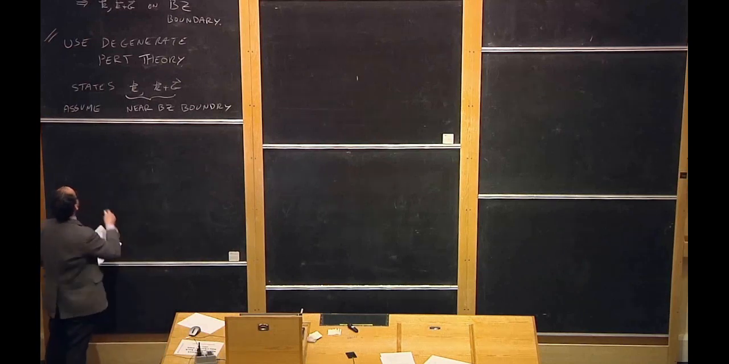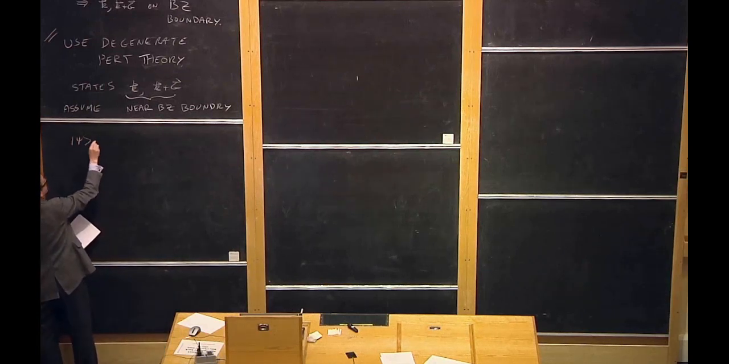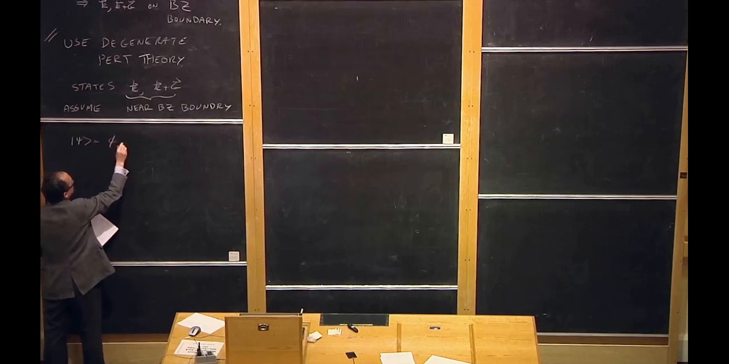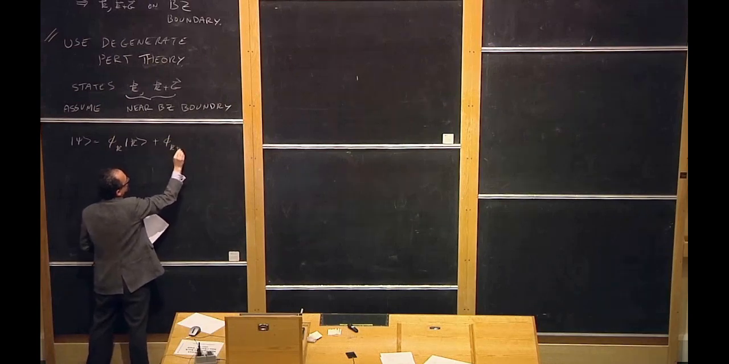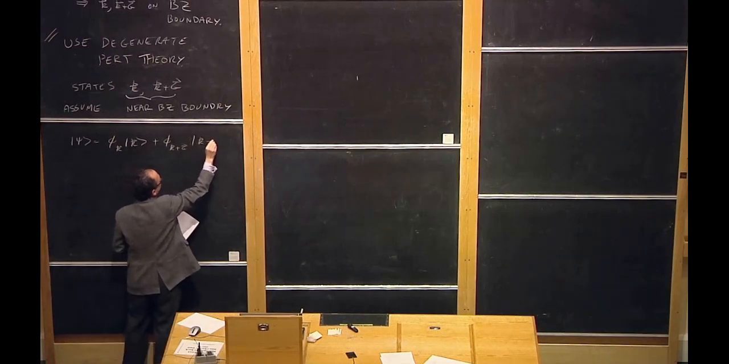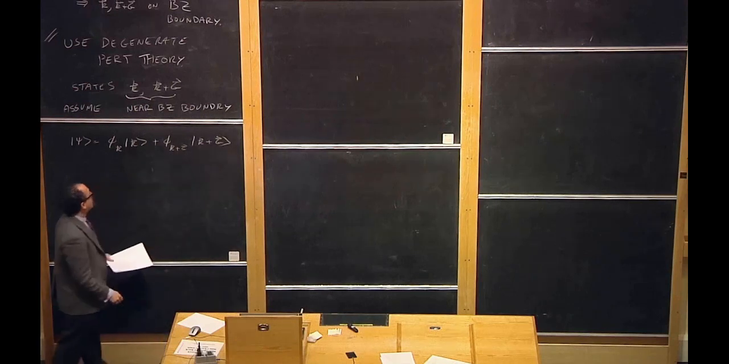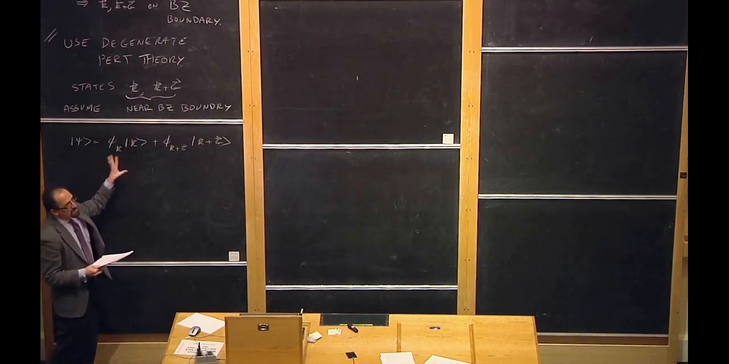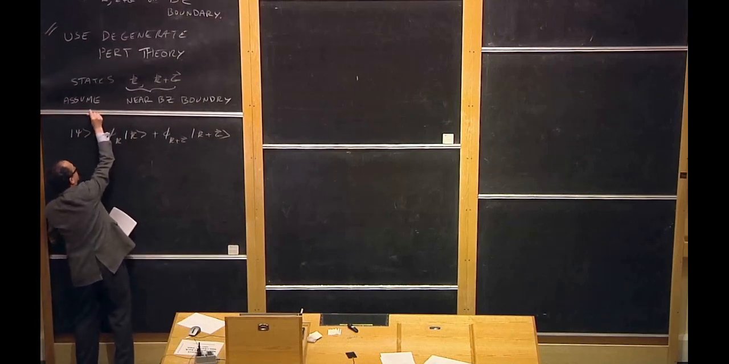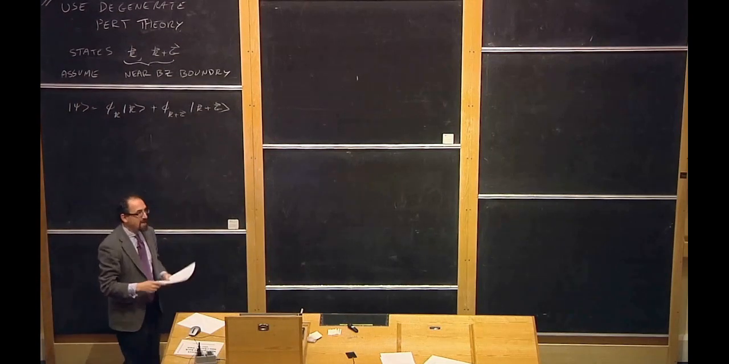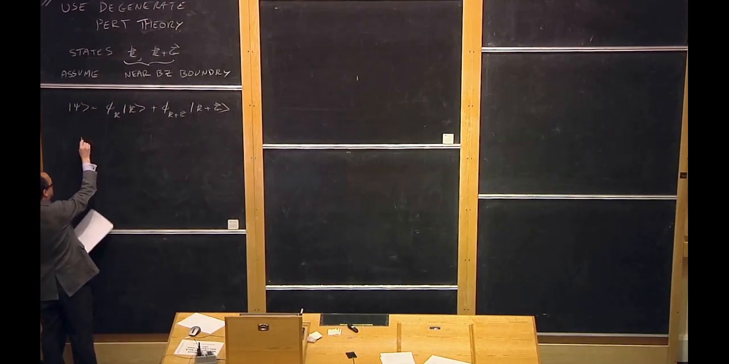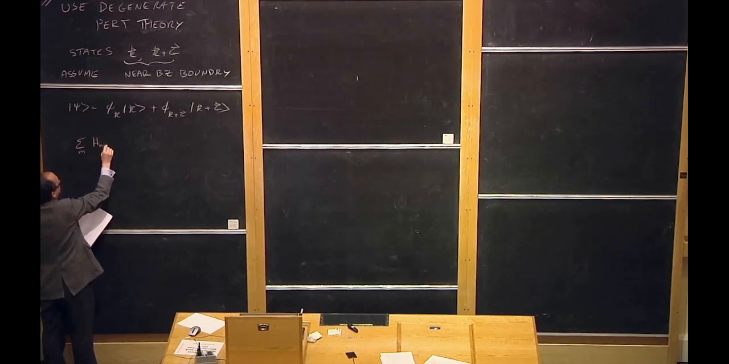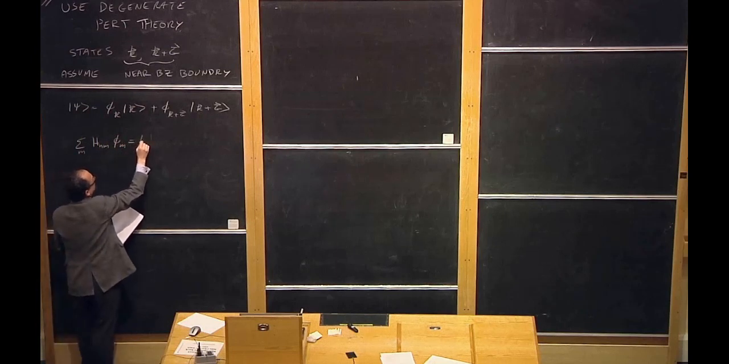The general scheme is to write a trial wave function, which is going to be some sum of the problematic kets, so k and k plus G. We may take some linear sum of these two. And in the usual way, we will try to find the best linear combination of these two kets in order to get our lowest energy state within the space. So we've done this a couple times before. The way one does that is you write down an effective Hamiltonian equation, sum over m, H n m phi m equals E phi n.